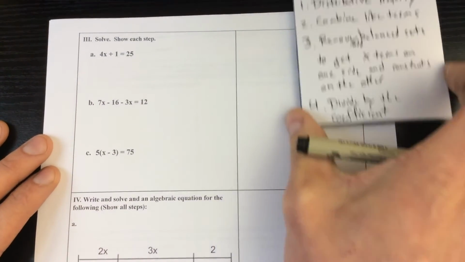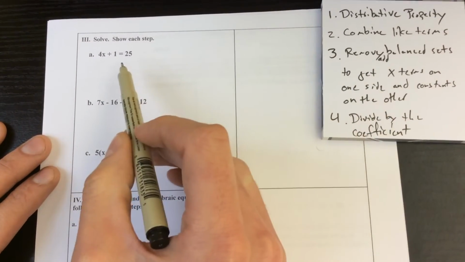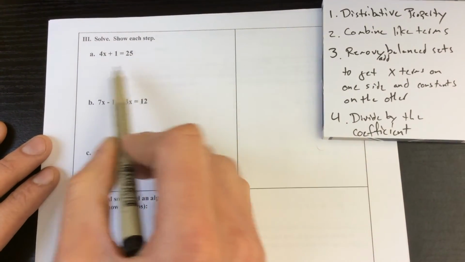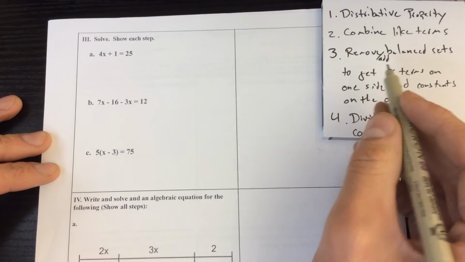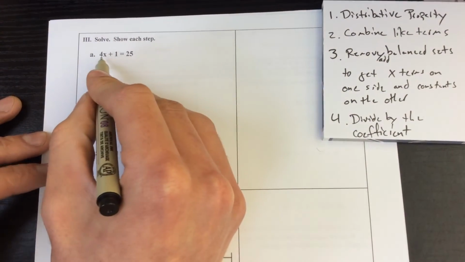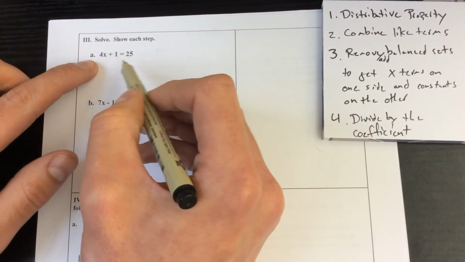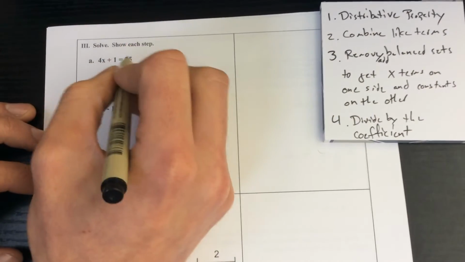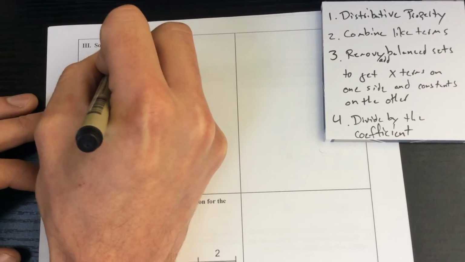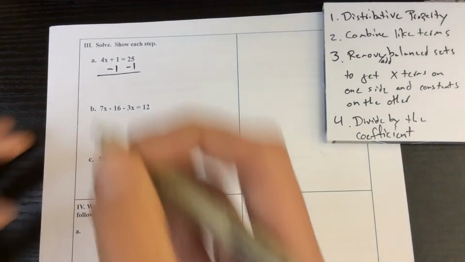So I'm going to go ahead and keep this here. We're going to talk about this as we go. So I already said there's no distributive property. There's no combining like terms because we can't combine 4x and 1. So I'm just going to start removing or adding balanced sets to try to get the x's all on the left and the constants on the right. Now my 4x is already all together on the left, so I don't need to do anything with that. I just want to move this 1 over here. And the way I'm going to do that is by subtracting 1 or adding -1. Either one is totally cool.